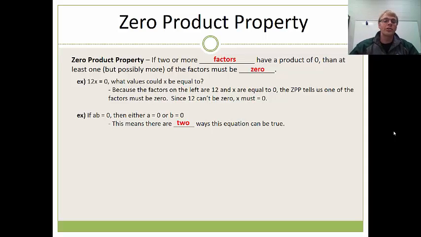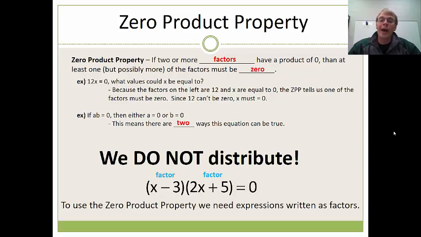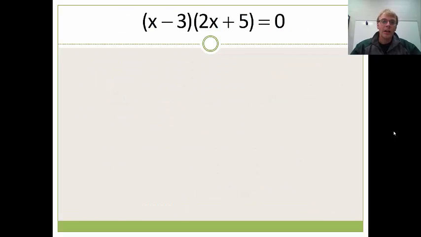One important fact when we are using the zero product property is we never want to distribute and get rid of our factors. You can see in this equation here we have x minus 3 times 2x plus 5. We could simplify that expression on the left-hand side by distributing, but if we do that, we're going to lose our factors. And we want our expression that's equal to 0 to be written in its factored form, to be written as factors if we're going to use the zero product property. So for right now, do not simplify, do not distribute when we're trying to use the zero product property to solve equations. Alright?